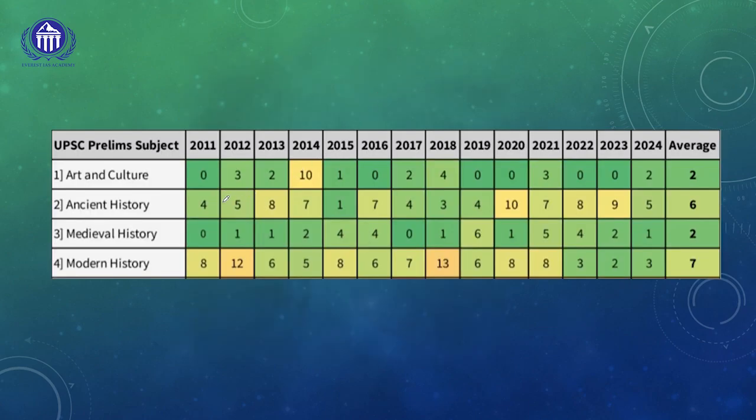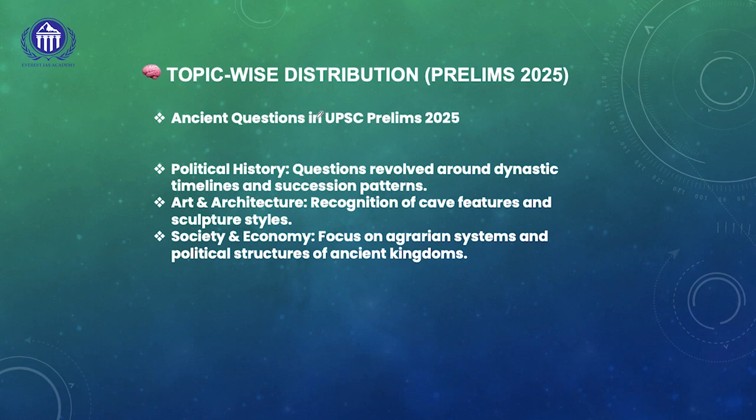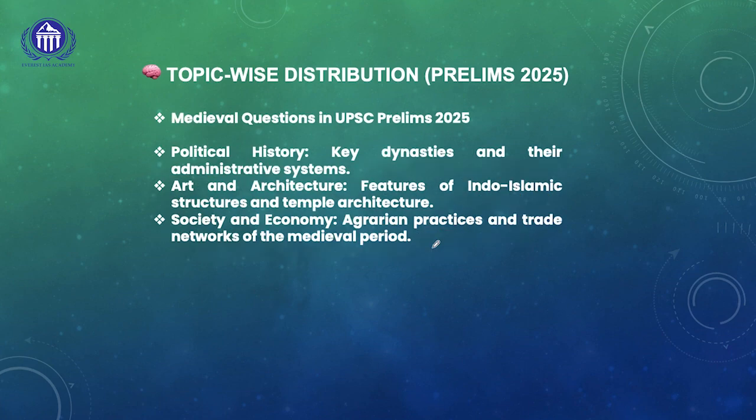Even in the trend analysis of ancient, medieval and modern in the last few years of the UPSC preliminary examination, maximum weightage has to be given to modern India, then you can move to ancient India, and finally the medieval Indian segment. Now the topic-wise distribution: in ancient India, especially on political timelines, I will suggest having ready-made notes of all the timelines of the political history of ancient India. Look at the art and architecture segments, and focus especially on agrarian kingdoms and systems and political structures, where questions have been asked from ancient India.